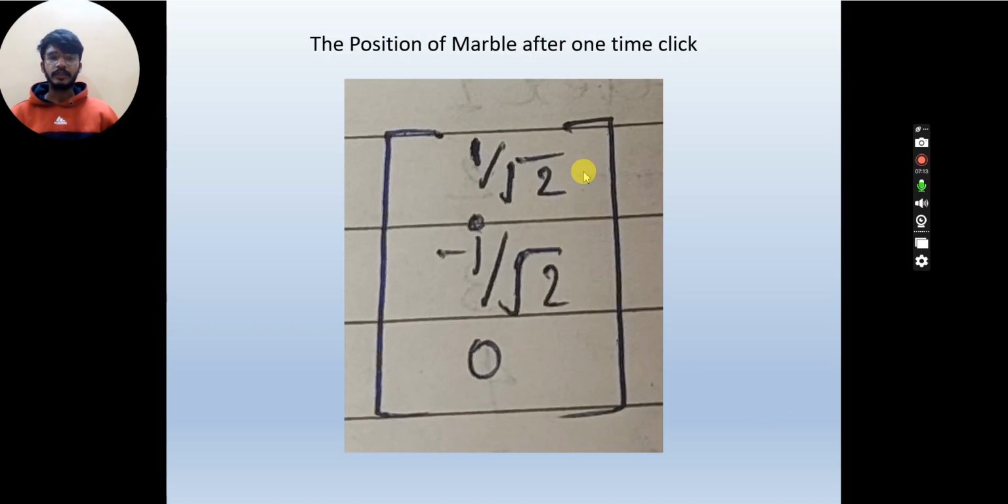The position of the marble after one time click will be: at vertex 0 there is a 1 by root 2 chance, and at vertex 1 there will be minus iota by root 2. At vertex 2 there will be no marble chance, so there it will be 0.